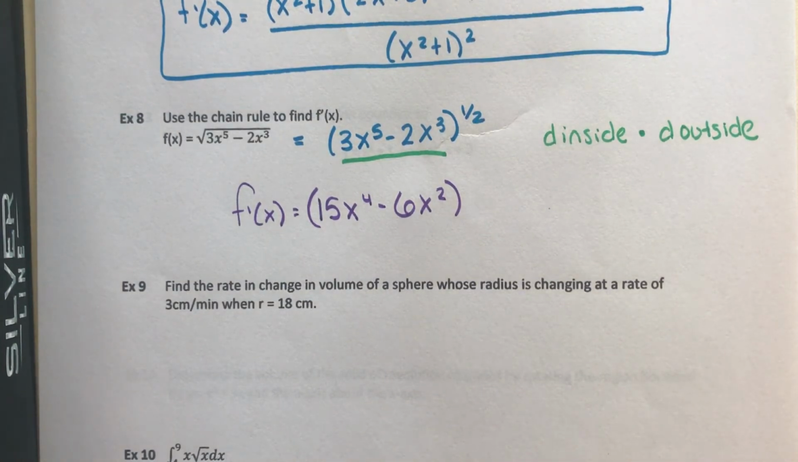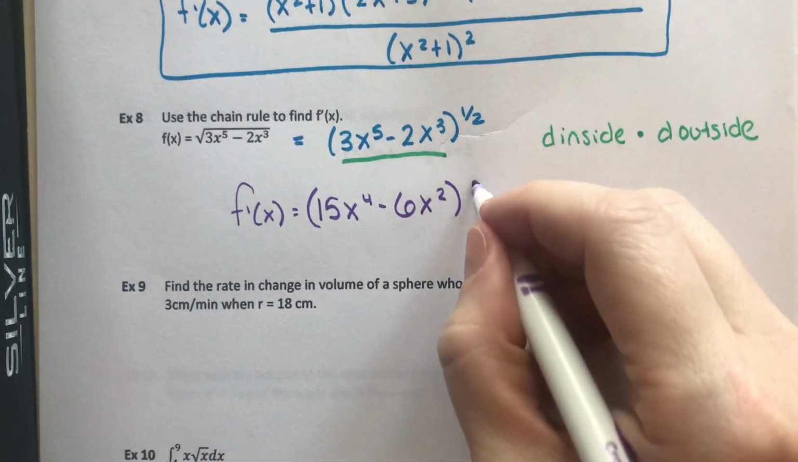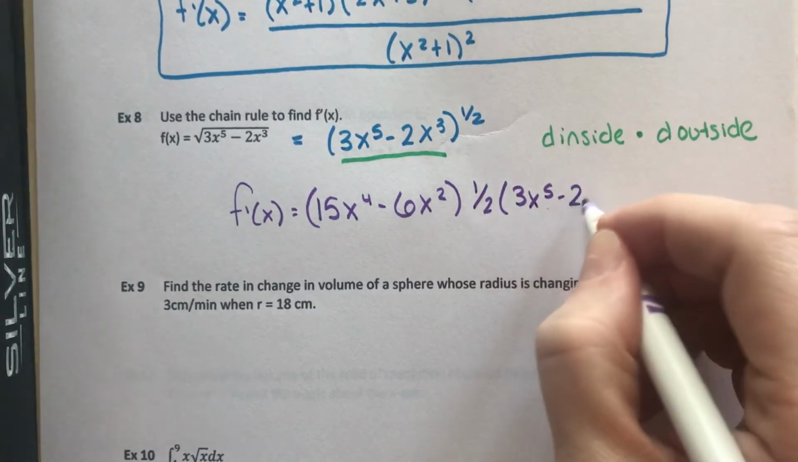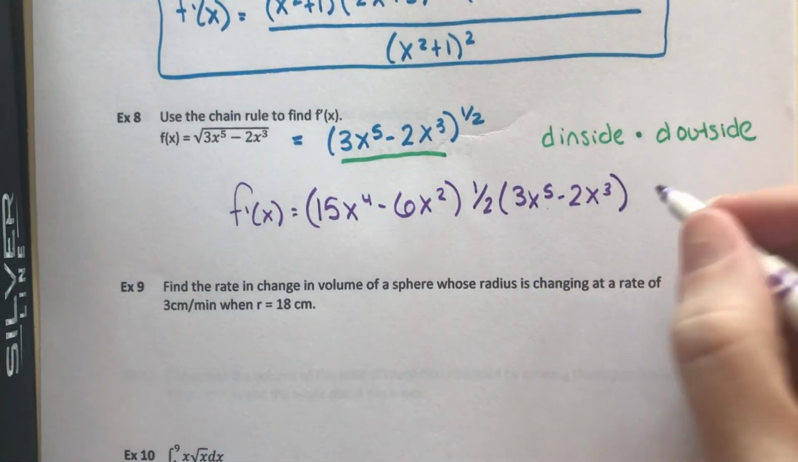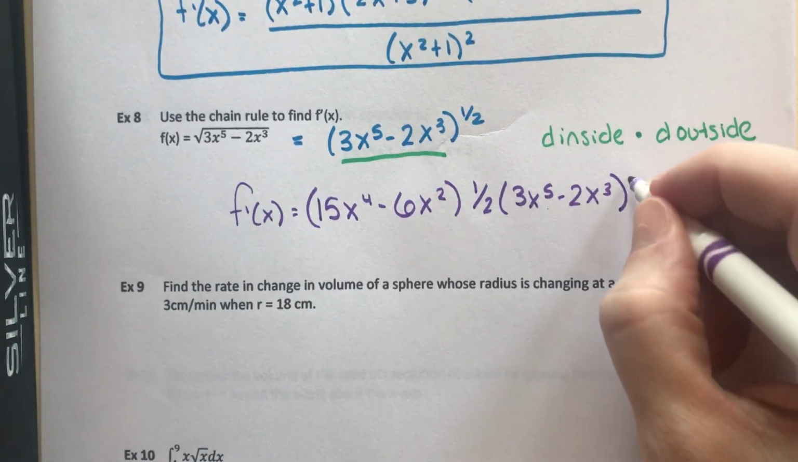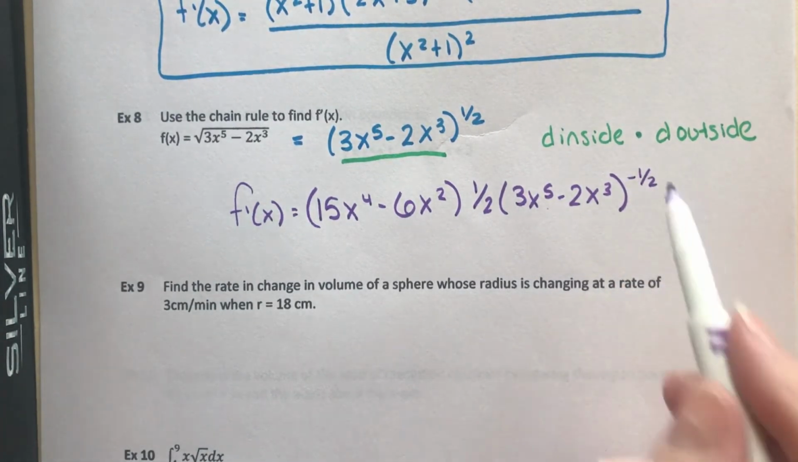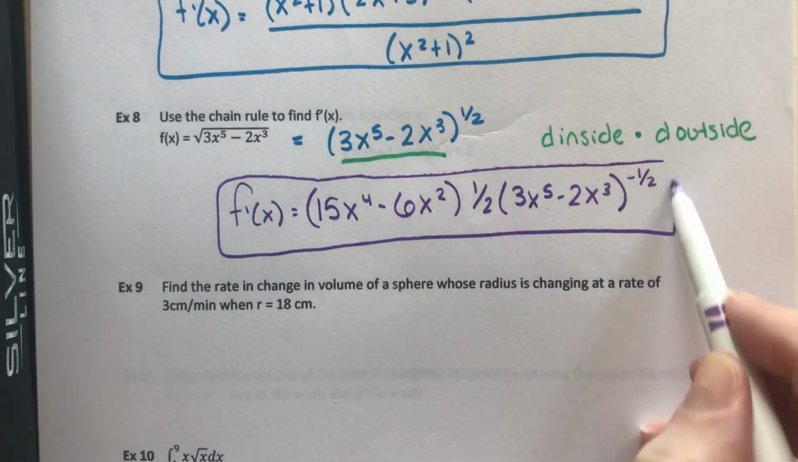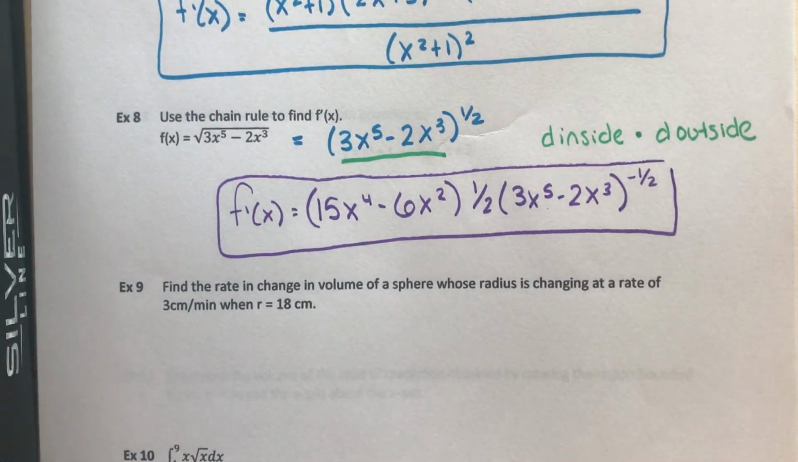So if this was just x to the 1/2, right, we'd use our power rule. We'd multiply and then subtract by 1. So I'm going to do the same thing. I'm going to multiply 1/2 by 3x to the 5th, rewrite the inside part, minus 2x cubed, and then subtract my exponent by 1. So that would give me negative 1/2. And that one is complete.